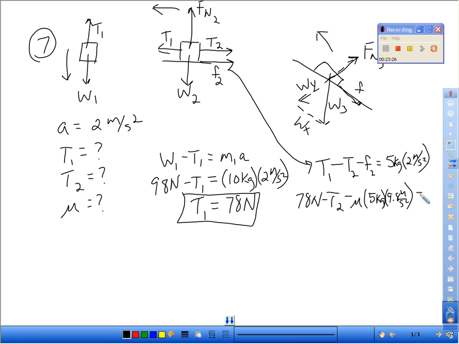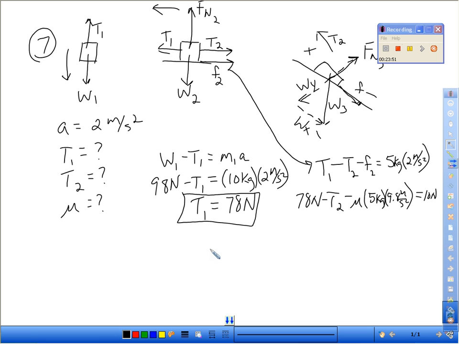And then 5 times 2 gives me 10 newtons there. So I have some unknowns that I don't know anything about, so I'm going to leave that one alone for now and go up to the third one. The third one has Wx down the ramp, friction down the ramp, and tension 2 up the ramp. Since tension 2 is negative in the second equation, I need to make this tension 2 positive, and my friction negative, and my Wx negative, because they're going down the ramp.